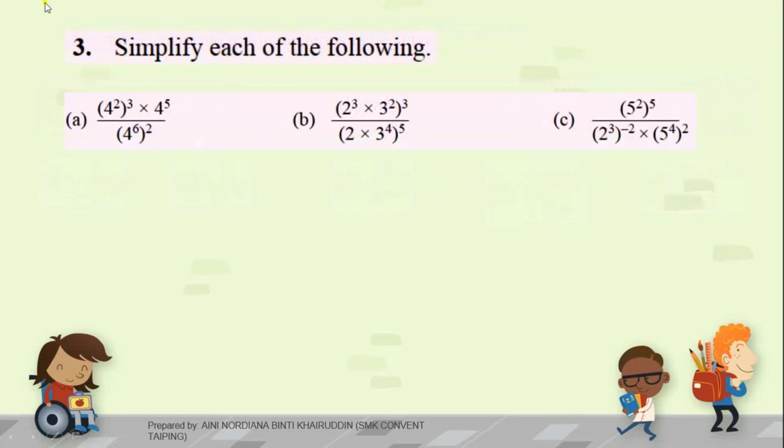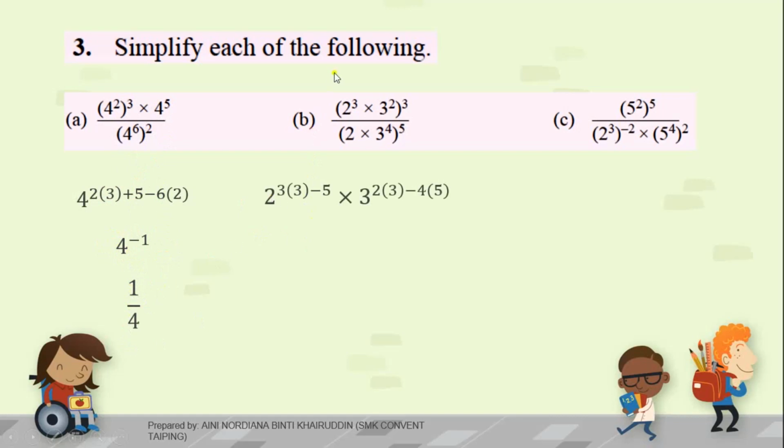So simplify, question number 3, simplify each of the following. So we use the law of indices. 4 to the power of 2 over 2 times 3 plus 5 minus 6 times 2. So we get 4 to the power of negative 1. Change this to the positive index form, so 1 over 4.